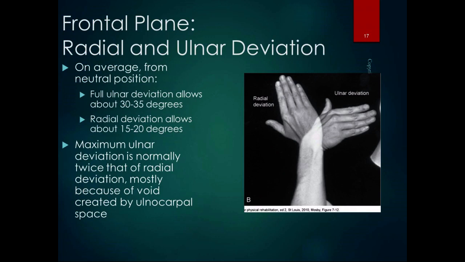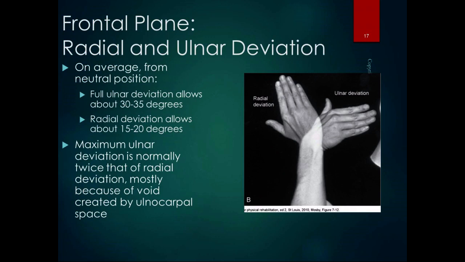In the frontal plane around the anterior posterior axis, we get radial and ulnar deviation, which are these special wrist names for abduction and adduction. On the average from the neutral position, full ulnar deviation is about 30 to 35 degrees, and full radial deviation is less, about 15 to 20 degrees. Maximum ulnar deviation is normally twice that of radial deviation, mostly because of that ulnocarpal space. We have more room on that side.